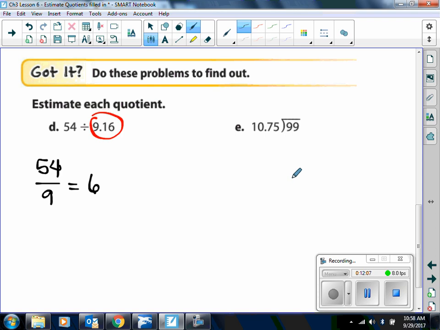For example E, we want to round the divisor to a factor of 99. So we want to round the divisor to a factor of 99. If I look at 10.75, according to the rules, 10.75 can round to 11. Very good. So we're going to have 99 divided by 11, which is equal to 9.